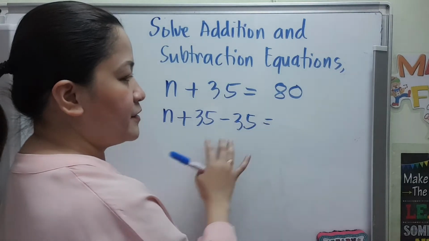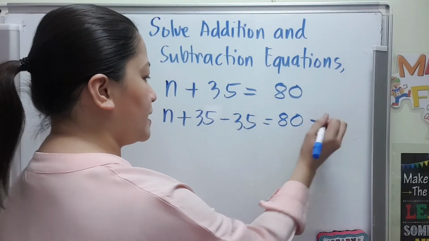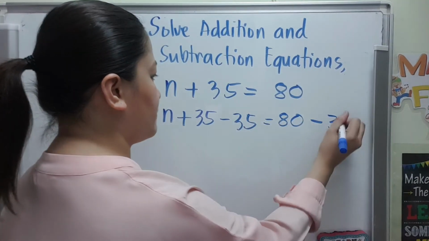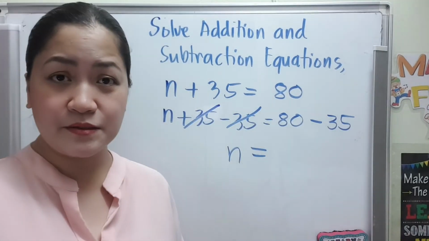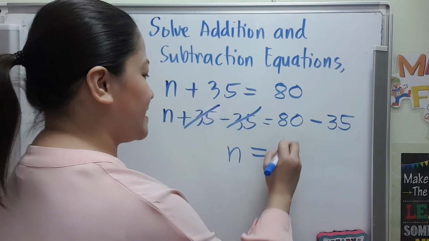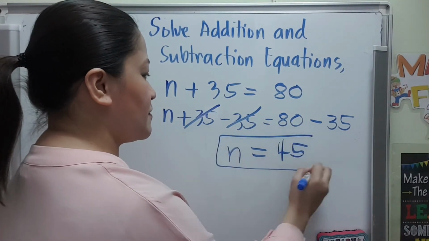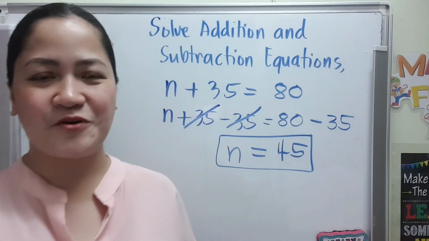Whatever you add on the left, you add it there on the right. So negative 35. Cancel that out. So n will be equal to, that's right, it's 45. So the value of n is 45.